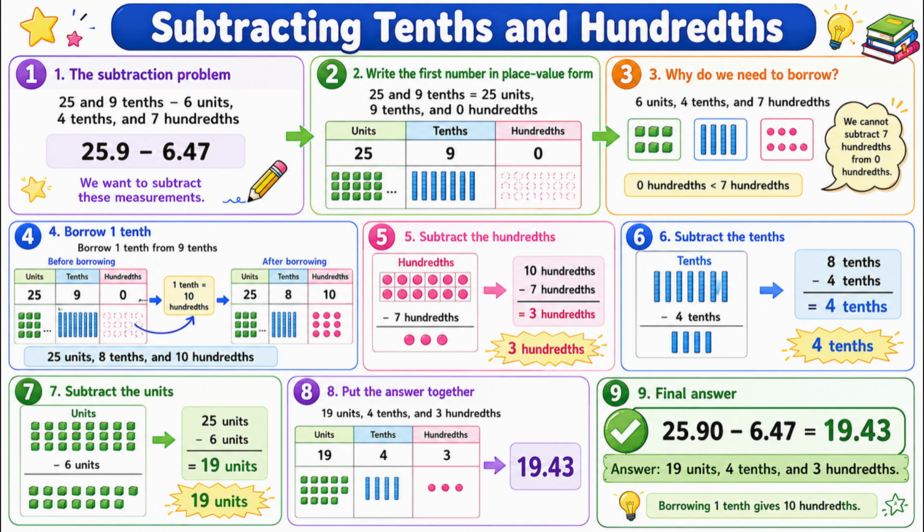Now subtract. 10/100ths minus 7/100ths equals 3/100ths. 8/10ths minus 4/10ths equals 4/10ths. 25 units minus 6 units equals 19 units. So the answer is 19 units, 4/10ths, and 3/100ths.